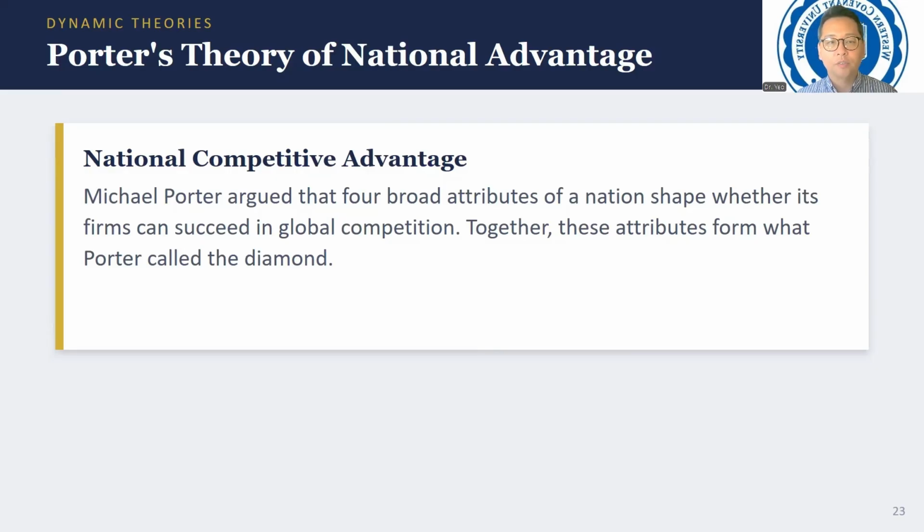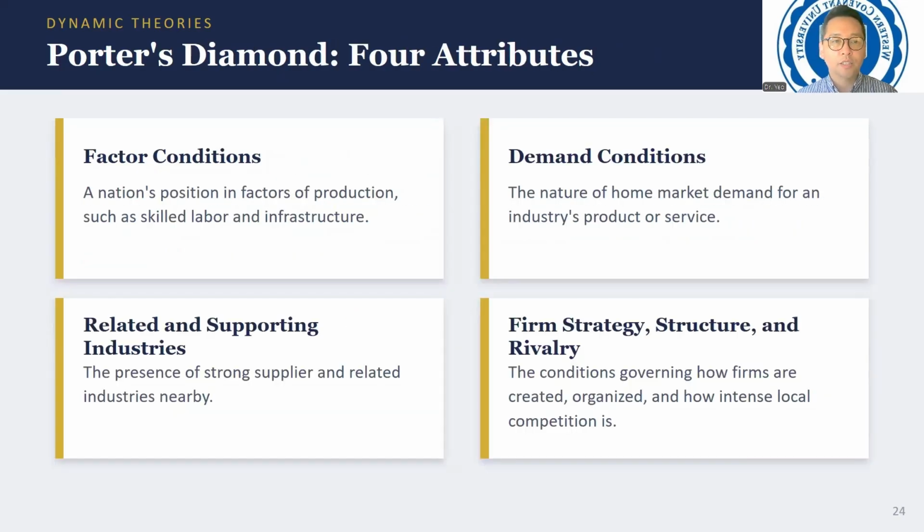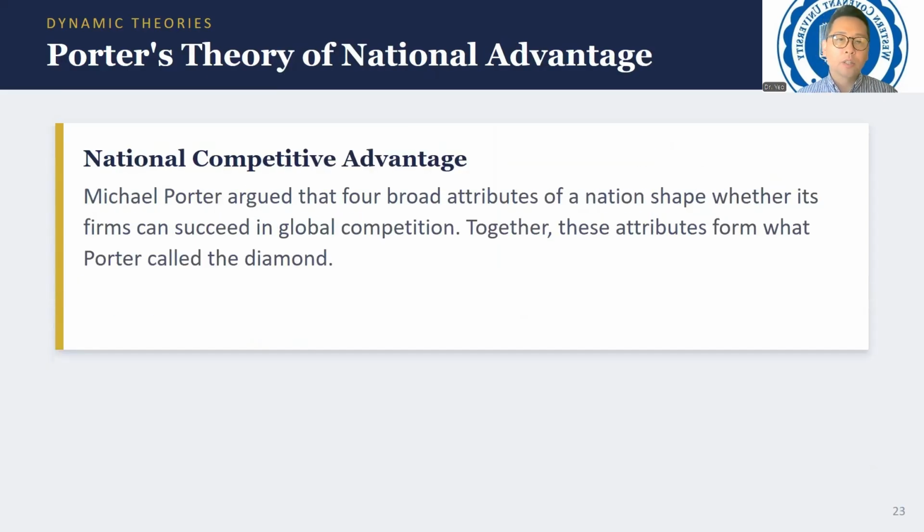So the four attributes are these. I will come back to this slide. He called this framework the diamond because these four attributes interact with and reinforce each other, much like the four points of a diamond shape. In the next slide, we'll look at each of these four attributes closely.